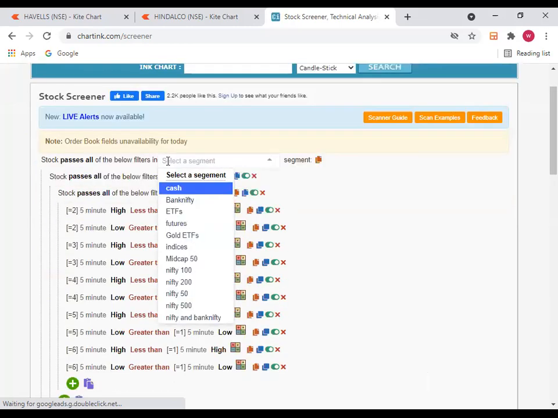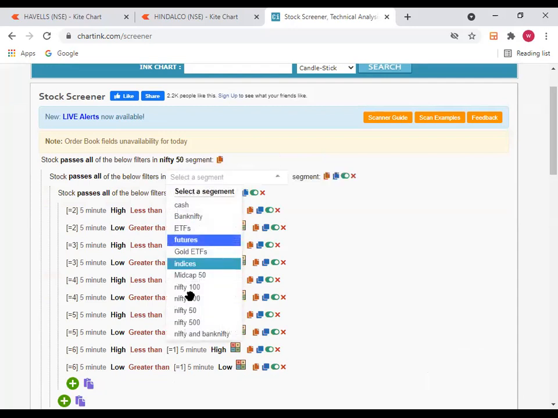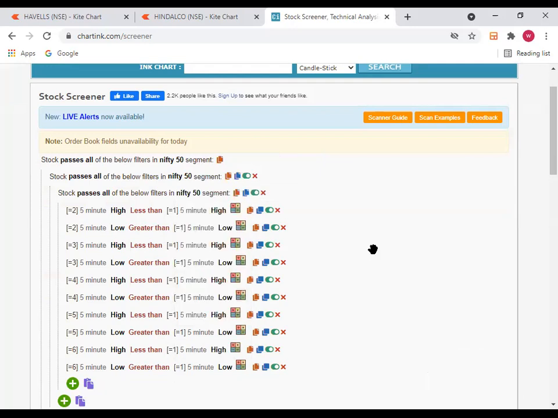This scanner you can customize for the cash segment, bank nifty segment, future segment, indices segment, mid 50, nifty 50, nifty 200, nifty 500 also you can create. Here we will run this scanner for nifty 50 stocks only. Why are we selecting only nifty 50 stocks? Because nifty 50 stocks have more volatility.